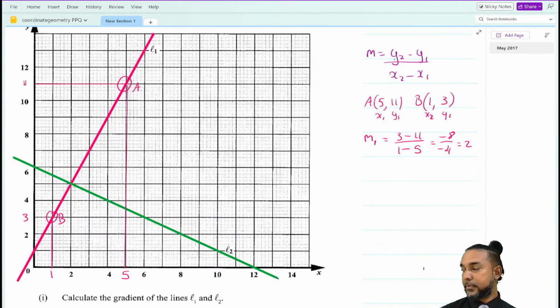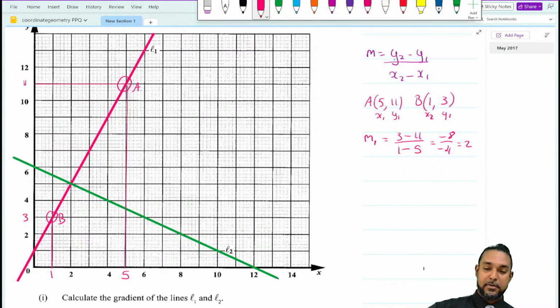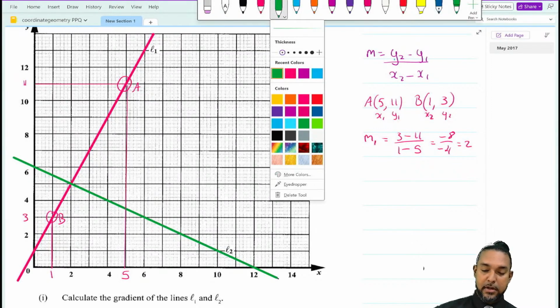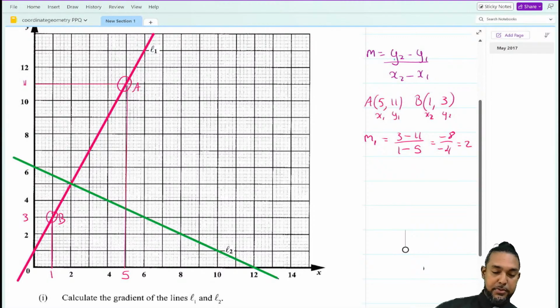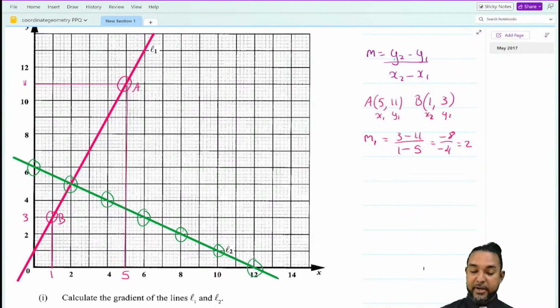Okay, cool. So what I want you to try now is I want you to do the gradient of line L2, the green line. All right, so what points might you use here? You could use this point, you could use that point, this one, all of those, any of those. All right, so you can pick any of those points, right? Plug them into the gradient formula, and you'll get the gradient.